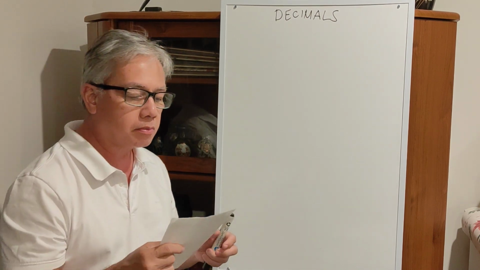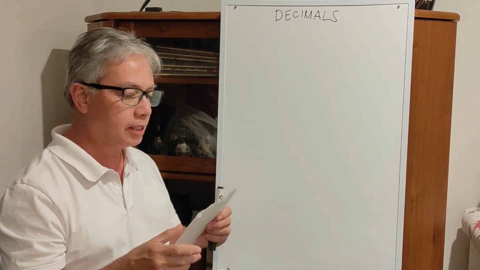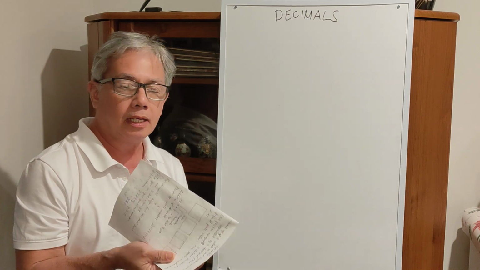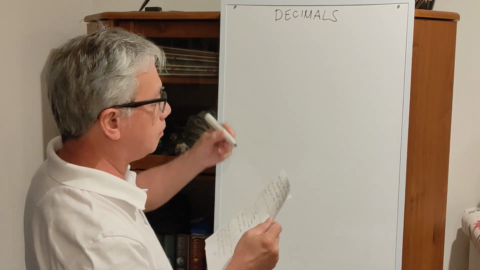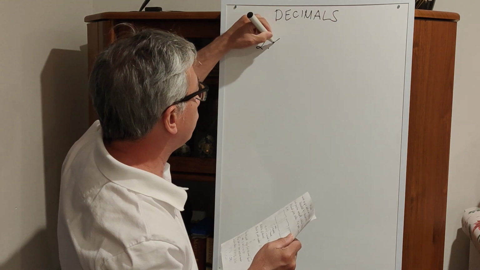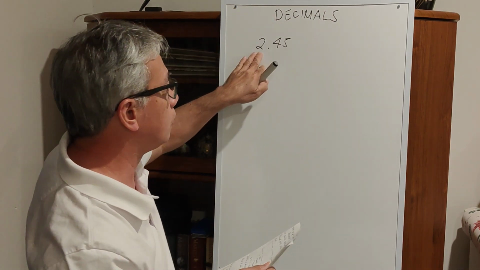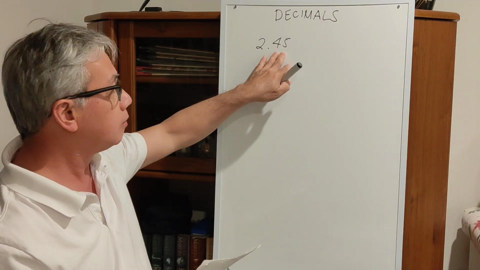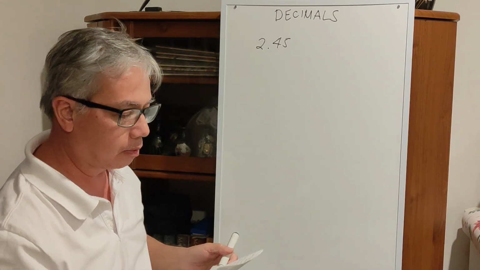So decimals is made up of a whole number and a fractional part separated by a decimal point. So here's an example, 2.45. So this is the whole number part, this is the fractional part, and this is the decimal point.